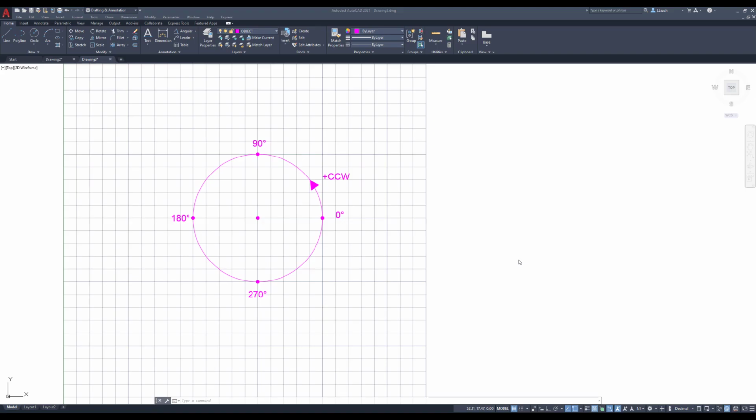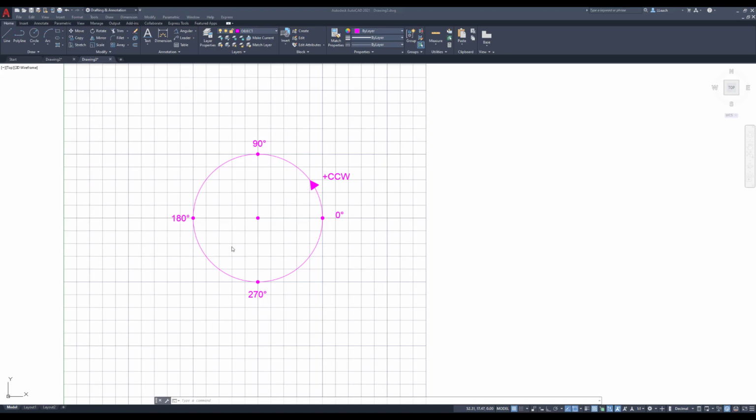So in this video, I want to talk about how to use polar coordinates in AutoCAD. Previously we've used absolute and relative coordinates, which are measured by an x and a y value. Polar coordinates are different. In polar coordinates, you need to know the length of the line that you're going to draw, and then you need to know the direction or the angle of the line. This is where a little bit of geometry comes into play.